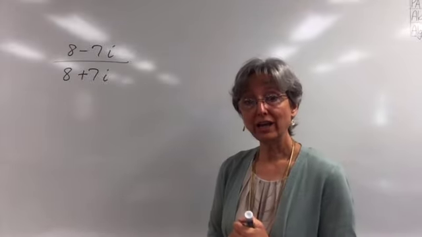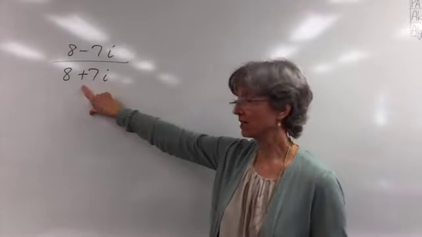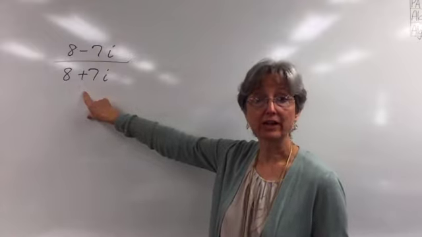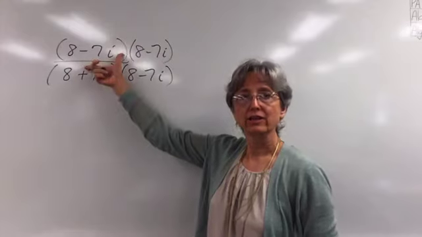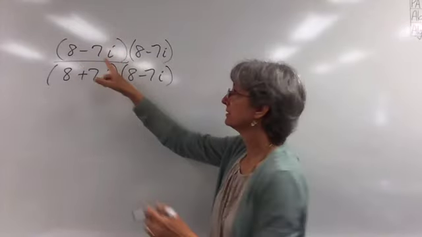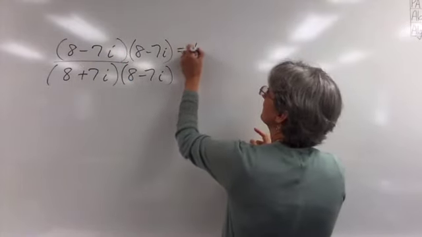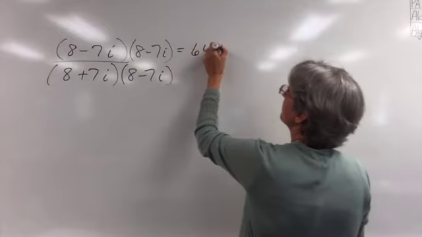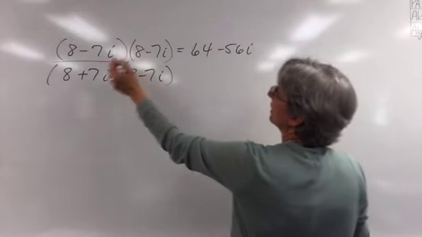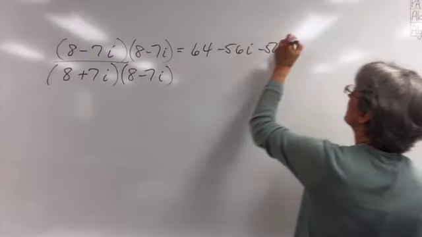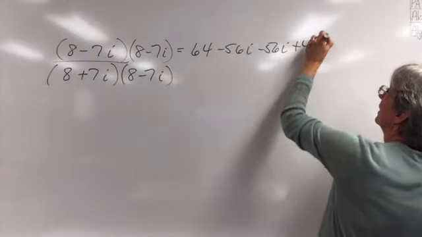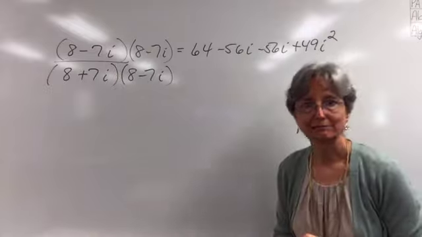Okay, you should have multiplied both of these by the conjugate of 8 plus 7i, which is 8 minus 7i. Then you FOIL the numerator: 64 minus 56i minus 56i plus 49i squared. Whew.